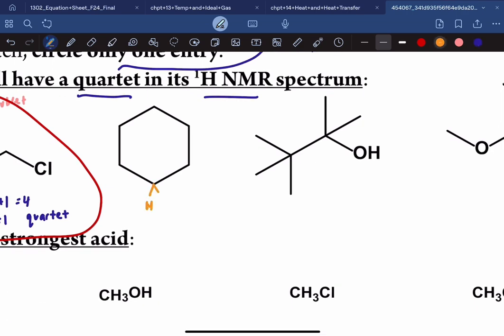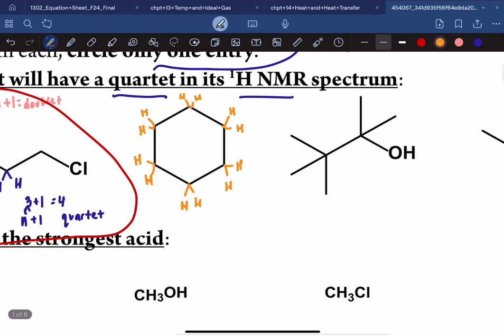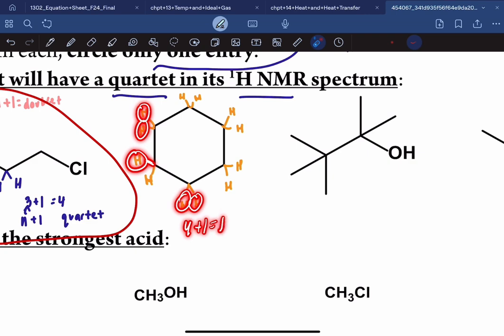So now let's look at the cyclohexane. First thing you need to recognize is all of these positions have two hydrogens. That means that if you do the splitting pattern for any one of them, you can just extrapolate it to the others. So let's just look at this hydrogen here. This hydrogen has how many neighbors? 1, 2, 3, 4. 4 plus 1 equals 5.